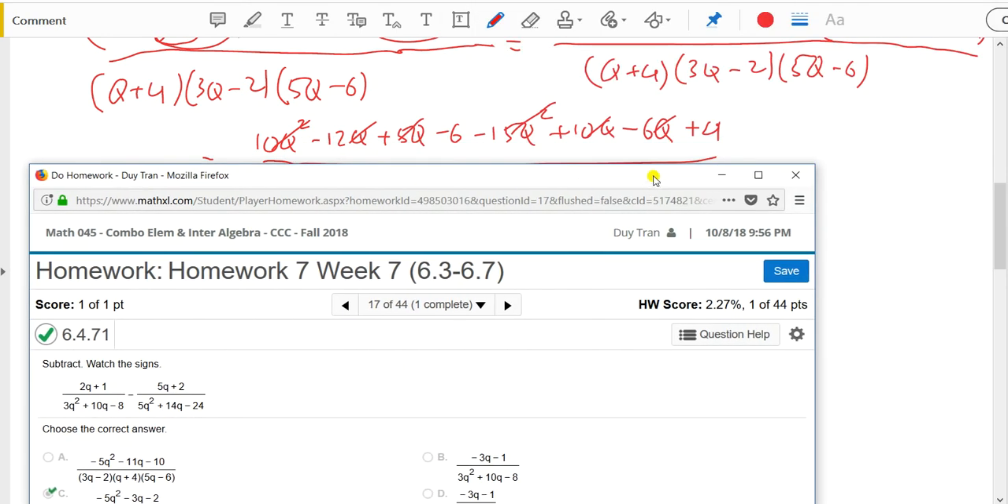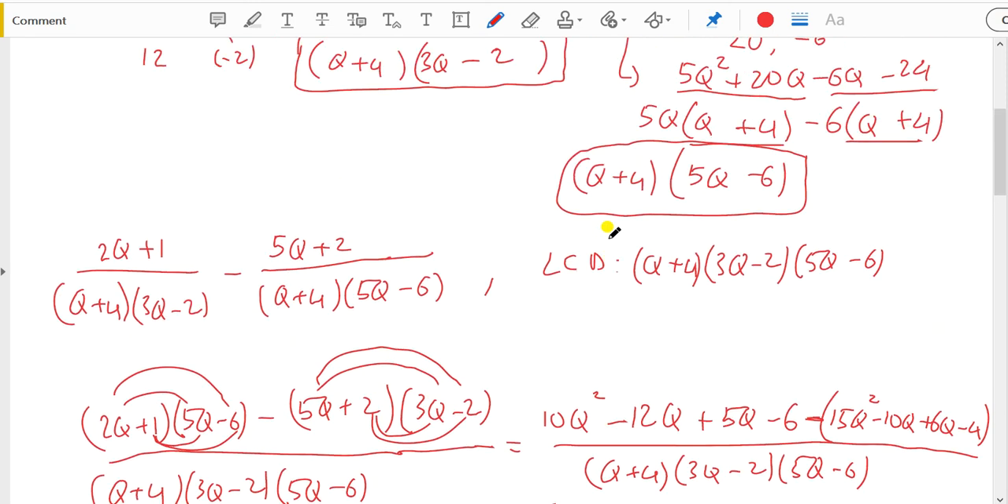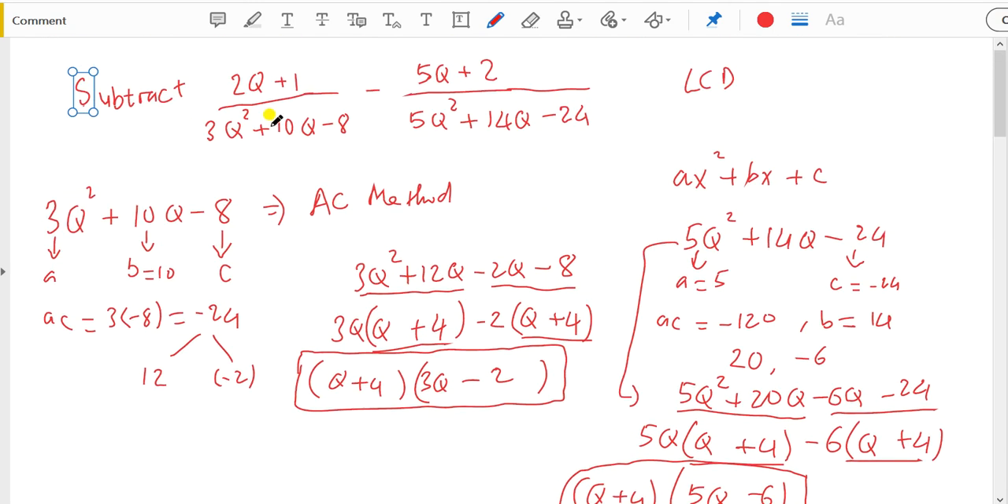So again, anytime that we are subtracting or adding any two rational expressions, we need to have the same denominator, or you have to make the LCD for both of the rational expressions. And by finding the LCD, we are trying to find the common factor of both of the rational expressions. And to find the common factor, we have to factor completely each of the bottom parts of the rational expressions here. And if the leading coefficient is not a 1 for the square term, you have to use the AC method, as in this case.